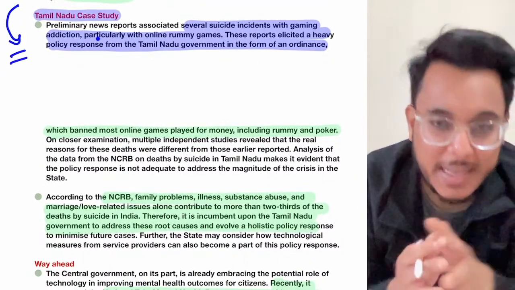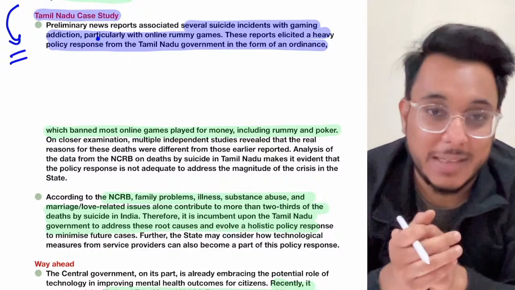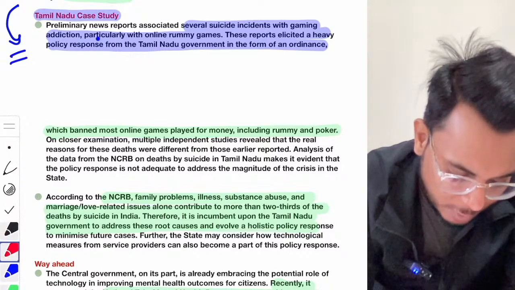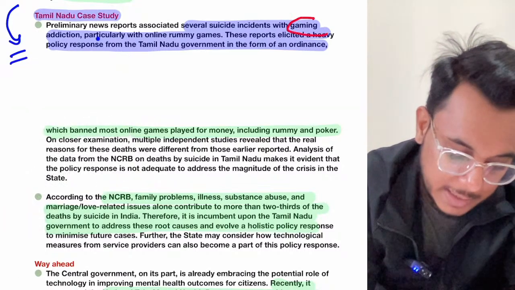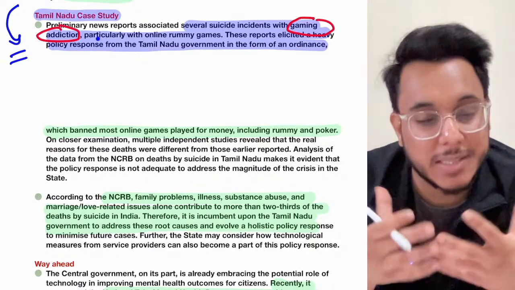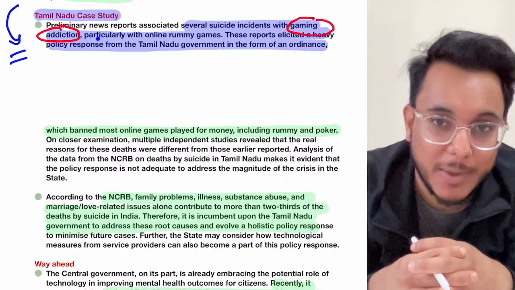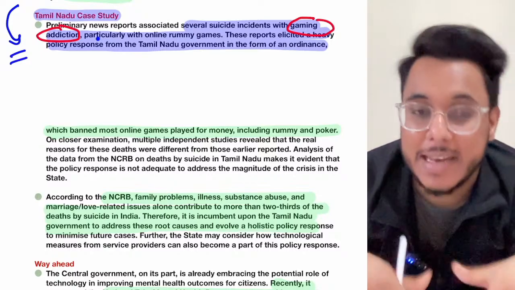And in the article, a Tamil Nadu case study has been given. Now, basically, guys, in the past, what happened? There was a spate of suicides observed in Tamil Nadu, and it was discovered that many people who committed suicide did so because they had a kind of gaming addiction. They were playing online games such as online rummy, online cricket, or such games, and by that they lost a lot of money in such online games, and then they committed suicide.